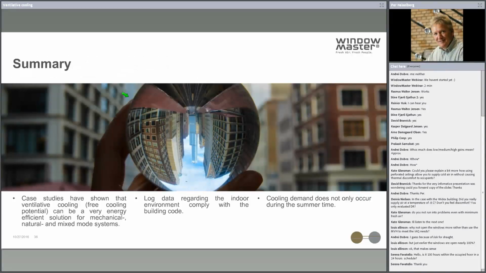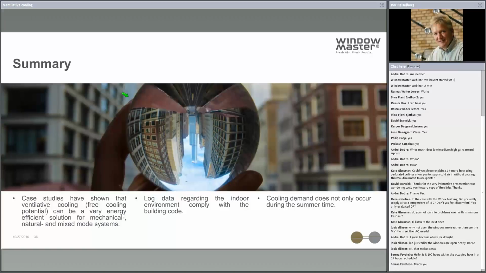So just to sum up very briefly, we have some case studies that show that ventilative cooling can be a very energy efficient solution, and that's of course both mechanical, natural and mixed mode systems, which I'm talking about here.